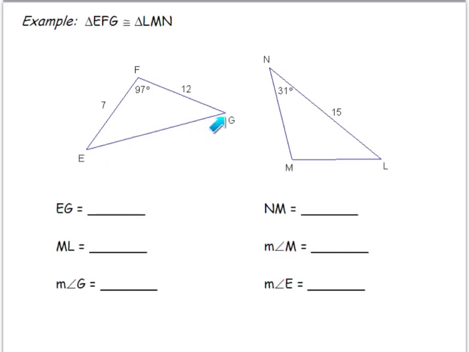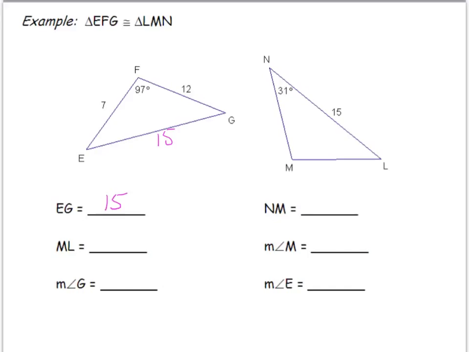I want to know what this missing side is on this triangle, so EG. And if I look at EG, EG is actually the first and the third letter in this triangle that's listed, so it should actually correspond to the first and third letters in the next triangle, L and N. So LN in the second triangle is actually 15, meaning EG should be 15 since the two triangles are congruent. That actually allows us to fill that in.